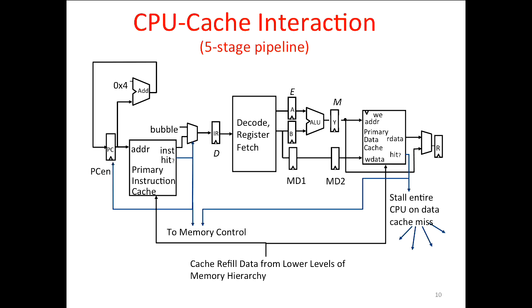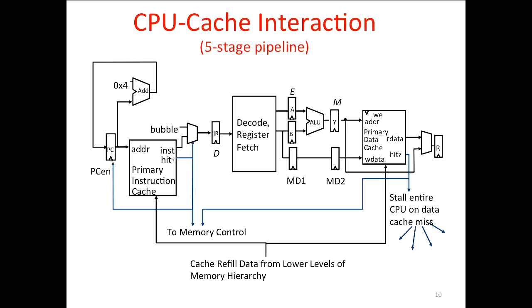That means the rest of this pipeline just keeps running and drains out while the front end, which has the instruction fetch stage in it, is waiting to get instructions from memory. So you're just putting bubbles in while waiting for this to come back. Notice the refill data comes from the lower levels of the memory, is written to the cache, and then you can retry this instruction fetch, finally get the instruction, and keep executing.